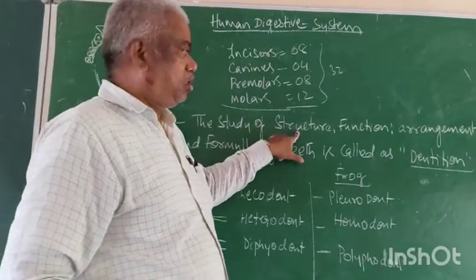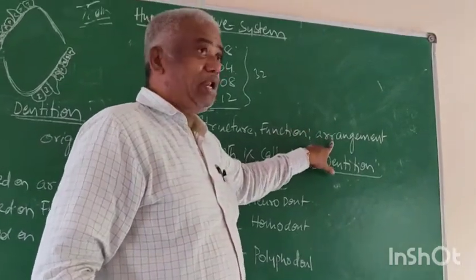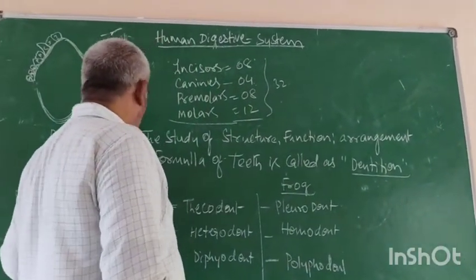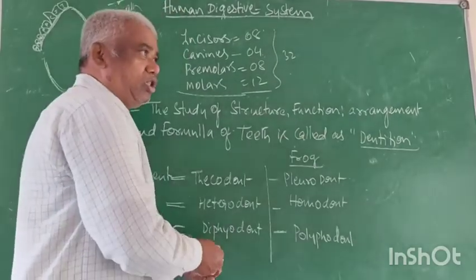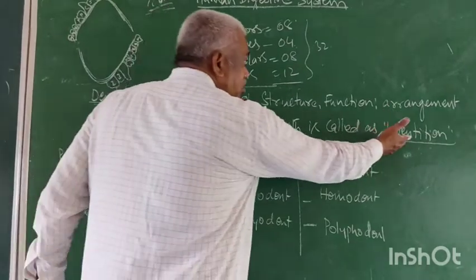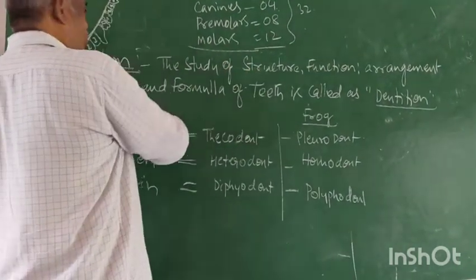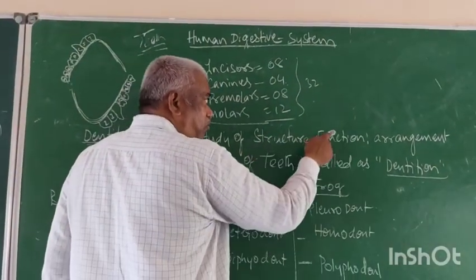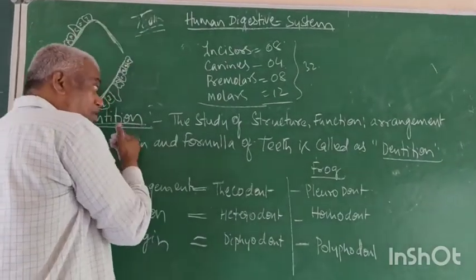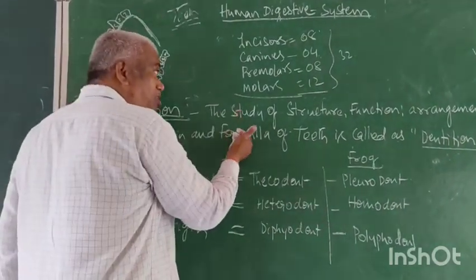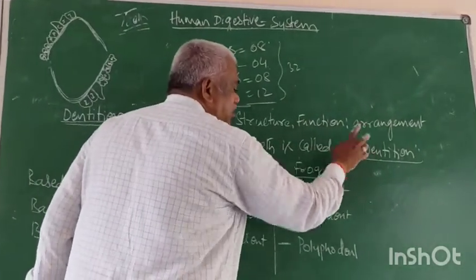The study of structure, function, arrangement, origin and formula of teeth is called dentition. That means in dentition we can know the structure of teeth, the function of teeth, how they are arranged, how many there are, and what the formula is. This is the knowledge of teeth in dentition.